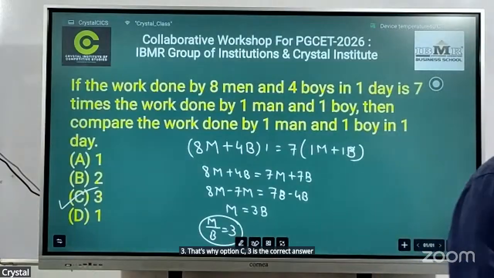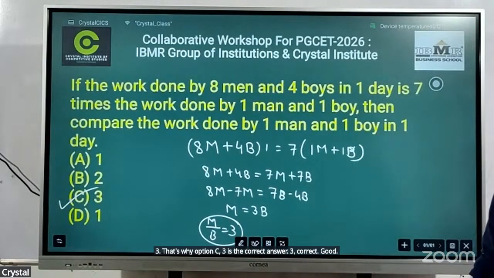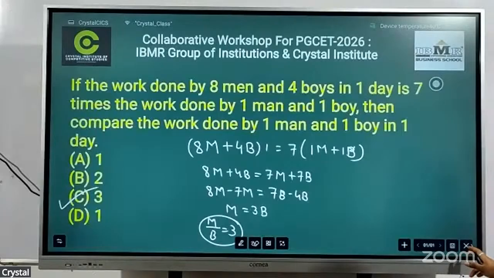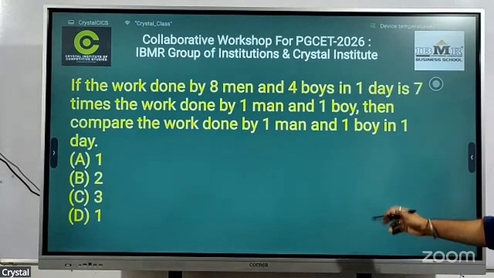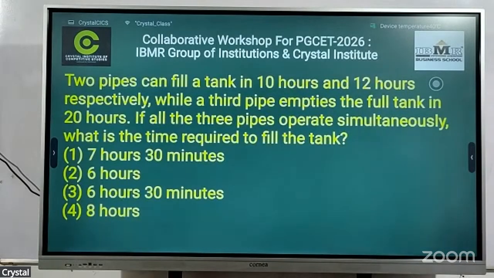3, correct. Good. Rishikesh, correct. Good. Next.